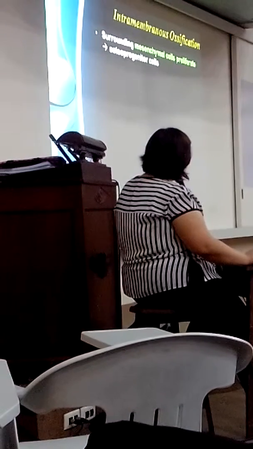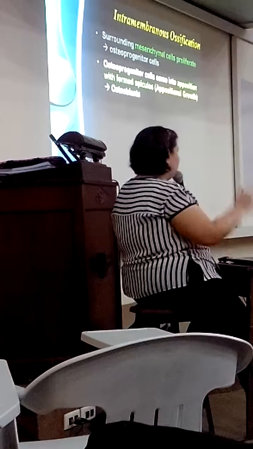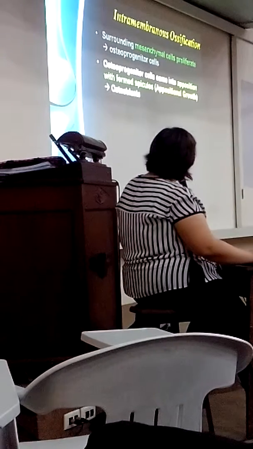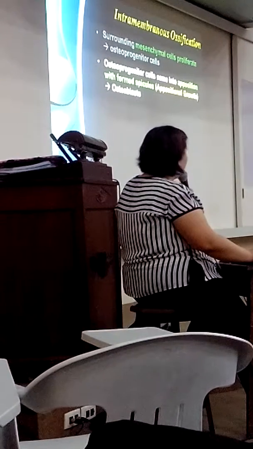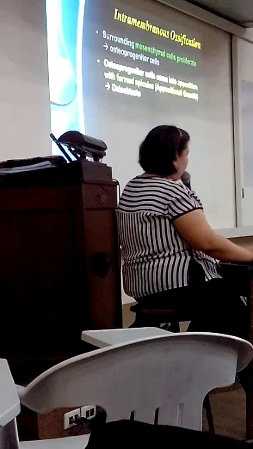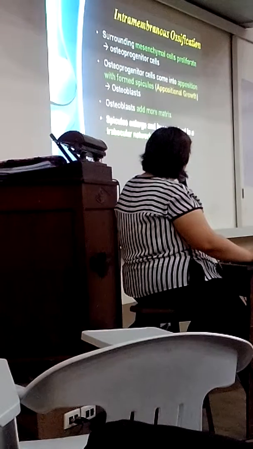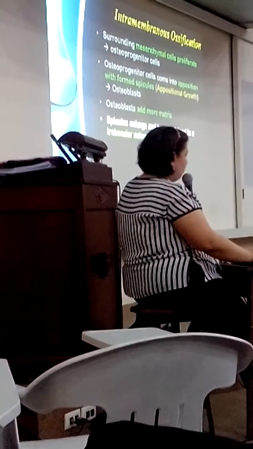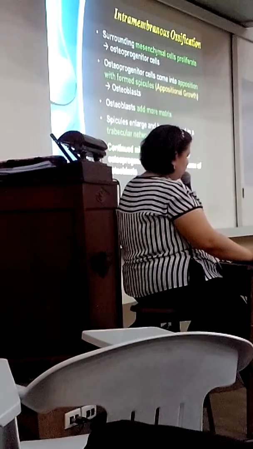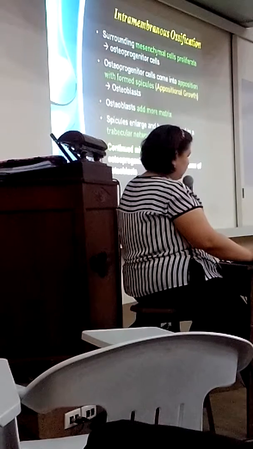So intramembranous ossification, the surrounding mesenchymal cells proliferate into osteoprogenitor cells. The osteoprogenitor cells come into apposition with the formed spicules. Remember the previous picture? They went beside the spicule itself. So this is what we call appositional growth, and they become osteoblasts. The one we pointed in the picture with the arrow. And then osteoblasts add more matrix, so they later on form a trabecular network. So the spicules would just somehow make a connection between themselves and make a trabecular network. And then continued mitotic activity maintains osteoprogenitor cells as a constant source of osteoblasts.